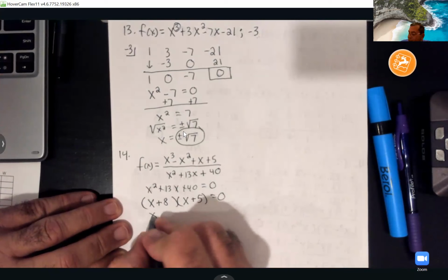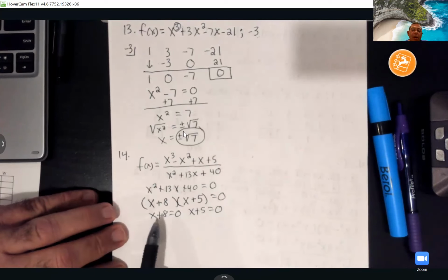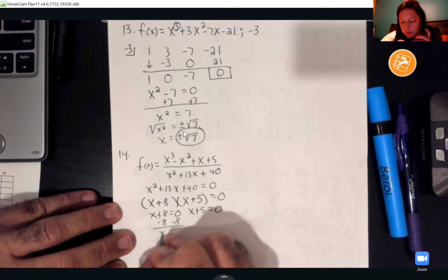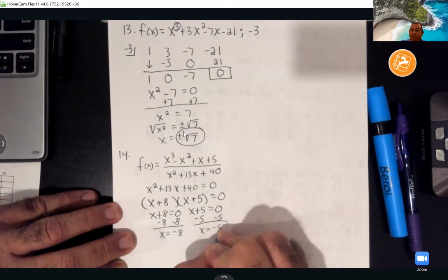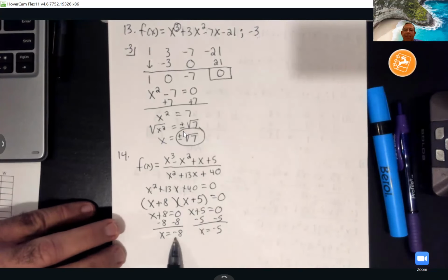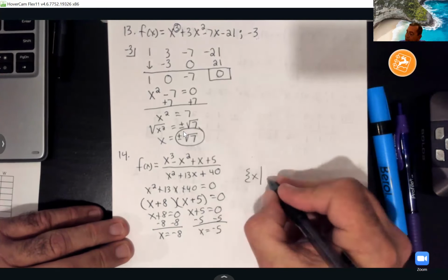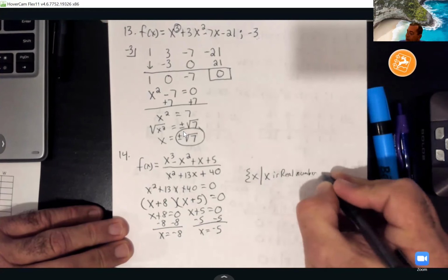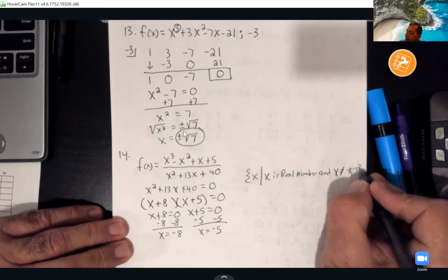So now remember, at this point, x plus 8 equals 0, x plus 5 equals 0. Now, both of these positive numbers, when I solve it, will be negative 8, and I get my negative 5. So these are the numbers I got to kick out of my domain, negative 8 and negative 5. So set builder notation, x such that x is what? A real number, and x cannot equal negative 8, negative 5.